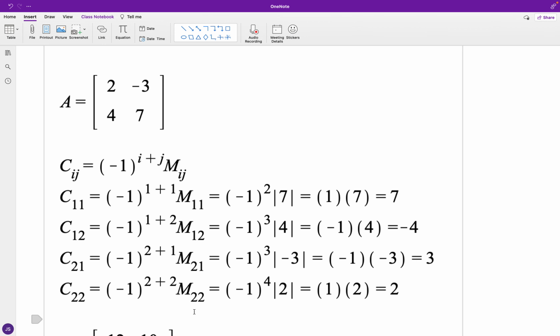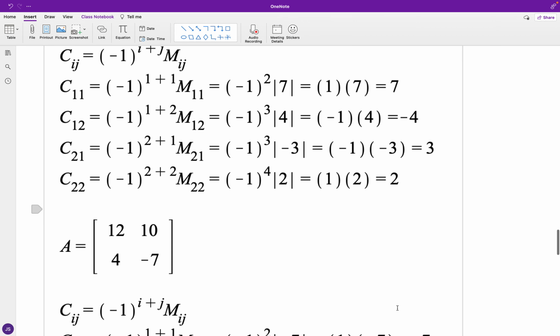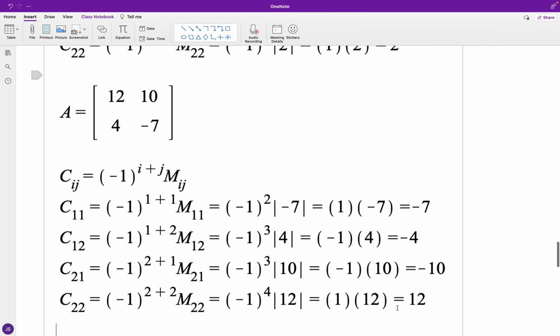And for the minor of the second row, second column, if I cover up the second row and second column, I have left exposed the value of 2. Negative 1 to the fourth is 1, and you have times 2, and so this will come out to 2 itself. Now for the cofactors of the second 2x2 matrix, the second matrix we found the determinant of, we have 12, 10 at the top, 4, negative 7 on the bottom.